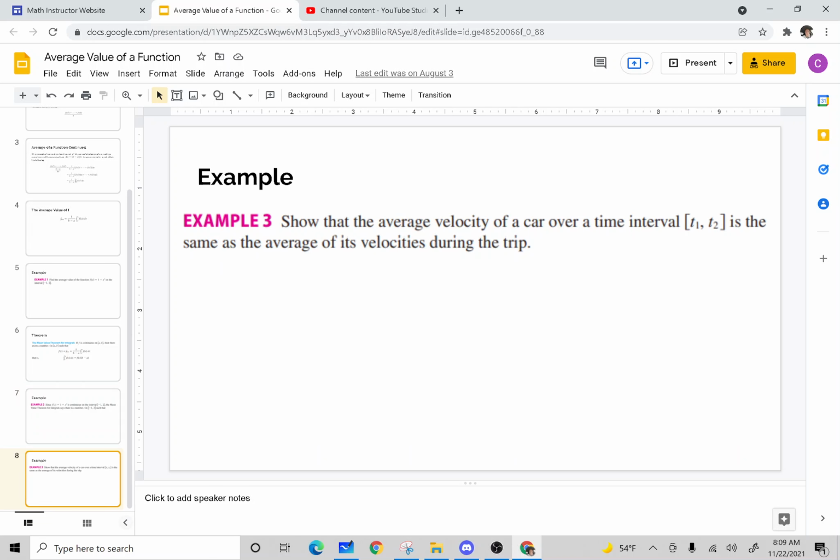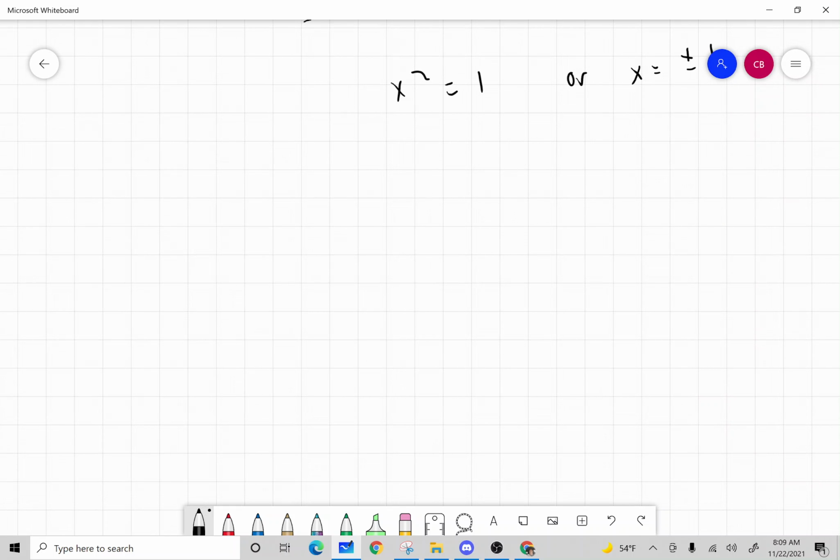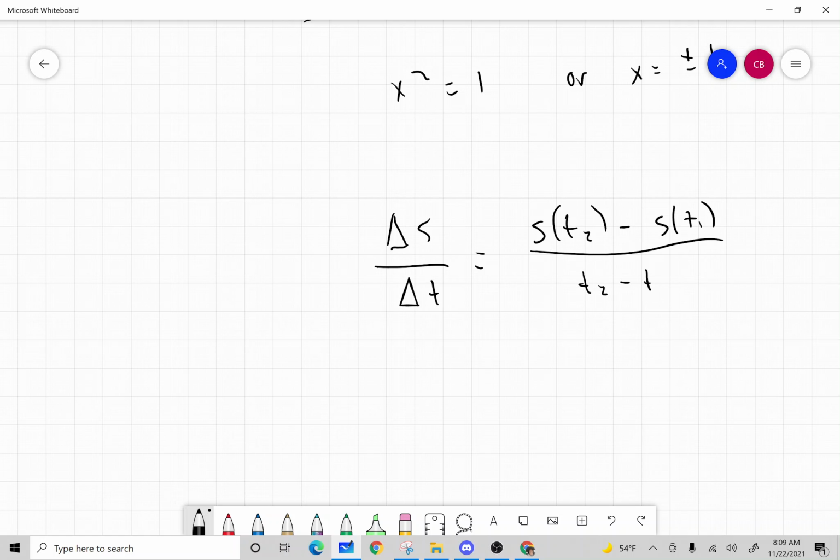And then show the average velocity of a car over time, t1 and t2, during its trip. So some things to note. We have the change in s over the change in t, and that's going to equal s of t2 minus s of t1 over t2 minus t1. Why? Because this is just literally the slope formula, and that's the displacement of the car over time.